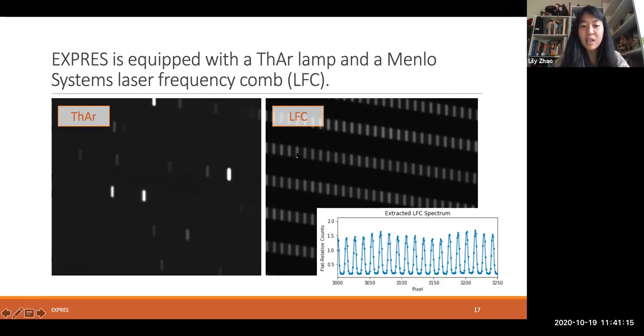It's both much more stable than the thorium-argon lines, so we know the wavelengths of each of these lines with much more confidence. And it also gives us much more information, because here where we have gaps between the lines, these are densely sampled. And you can see here that they show up every 5 to 6 pixels.